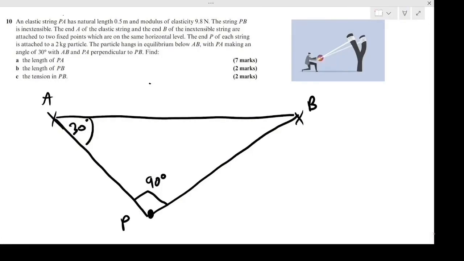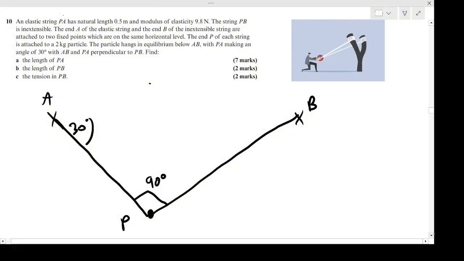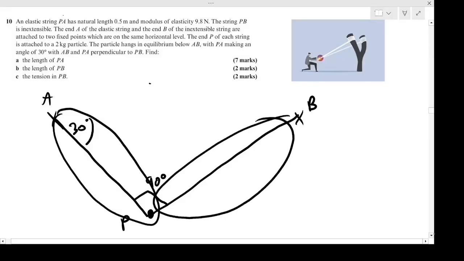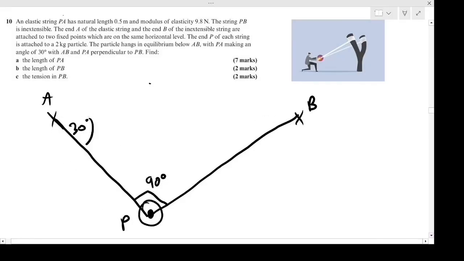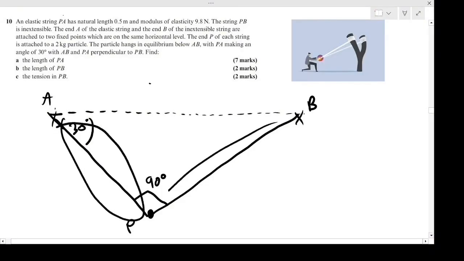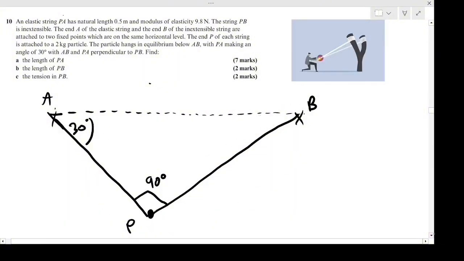Okay. Now, what we've effectively got is this string PA and the string PB, and you can see they're connected together by this point P here at the particle. So if I draw a dotted line, that just represents the line AB. So you can see we've got this triangle here, but these 2 sides are the 2 different strings, PA and PB. Hopefully happy with that, okay?